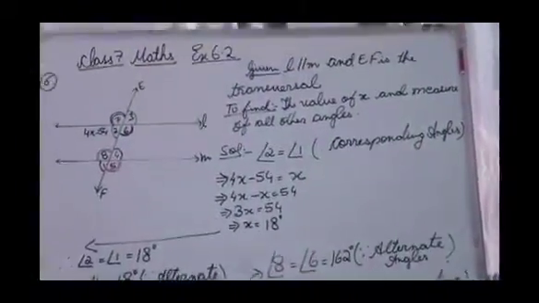Now, children, this is the question. Find all the angles made by the transversal with the parallel lines L and M in figure 7. So, this diagram is already given to you in the book. You can see. Now, let us proceed towards the board.